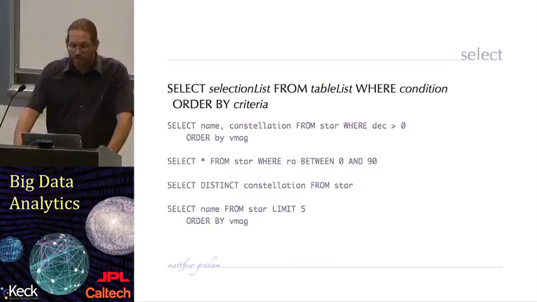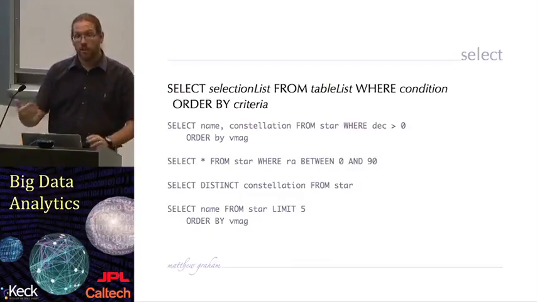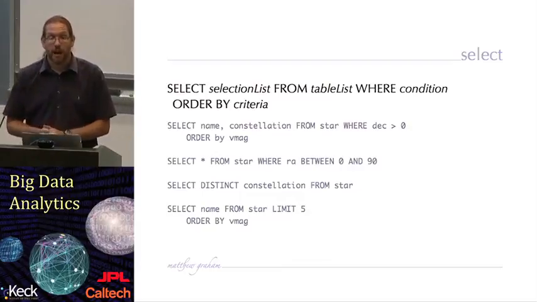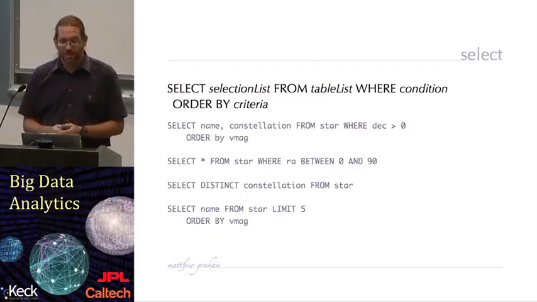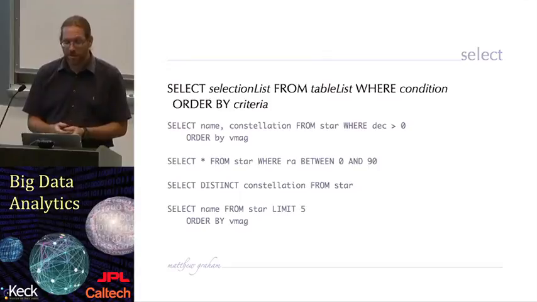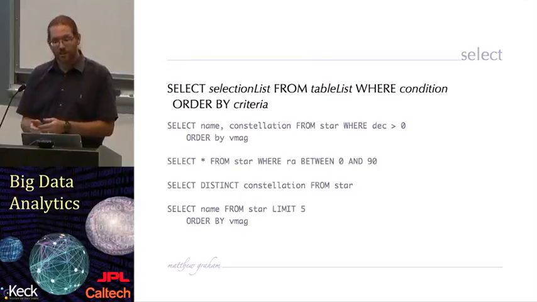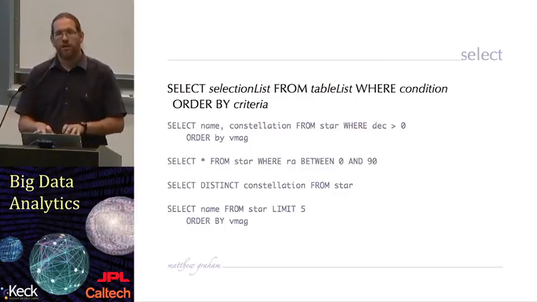If in our table of information we have information that's repeated, and we just want the unique values of that, we can use the distinct keyword before our selection list. So in this case, we're doing select distinct constellation from star. That will return the list of unique constellation values from that table.